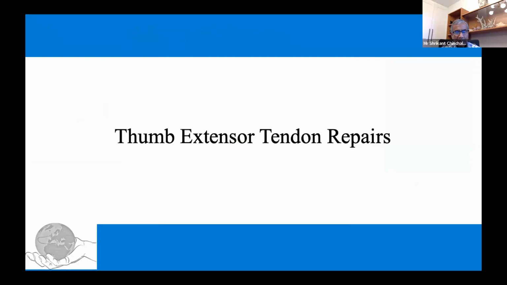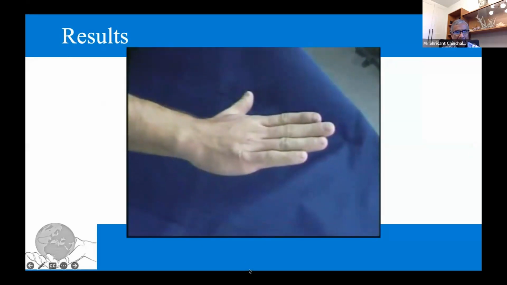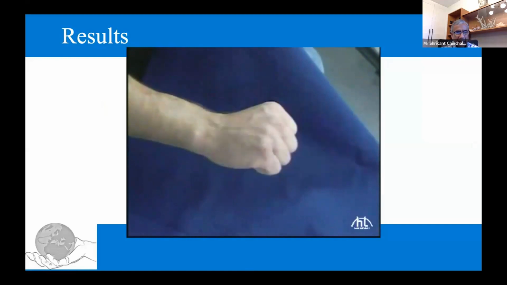So here is the patient who had multiple tendon repairs. I hope this works. Multiple tendons repaired, and the patient had complete motion of the fingers. He had 3 fingers especially involved.